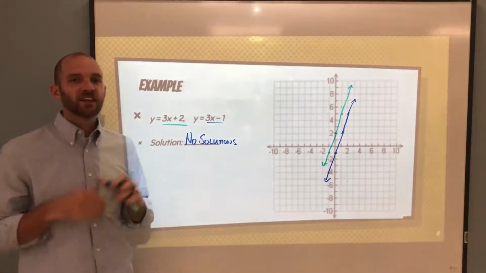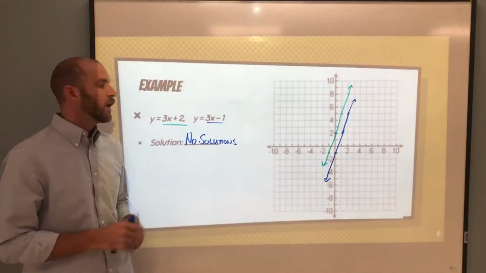Well guys, I hope this has given you a good understanding and a good overview of how to solve systems of equations by graphing.